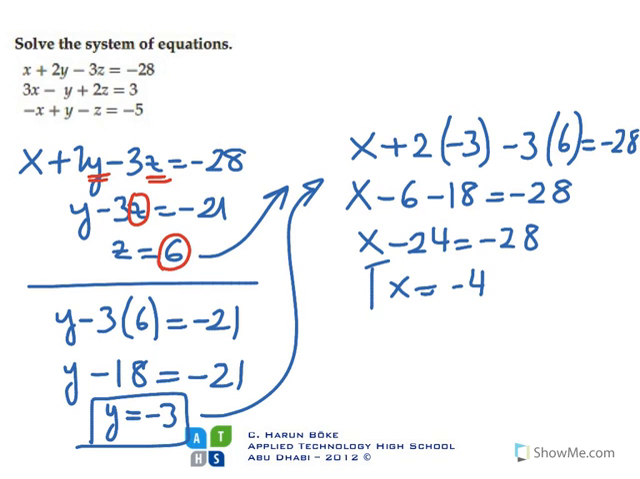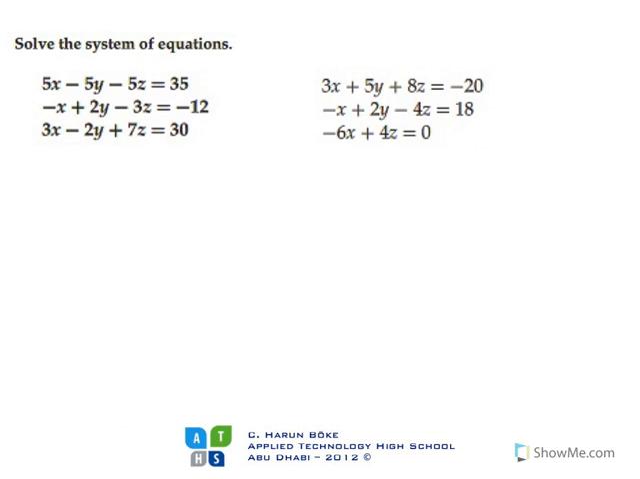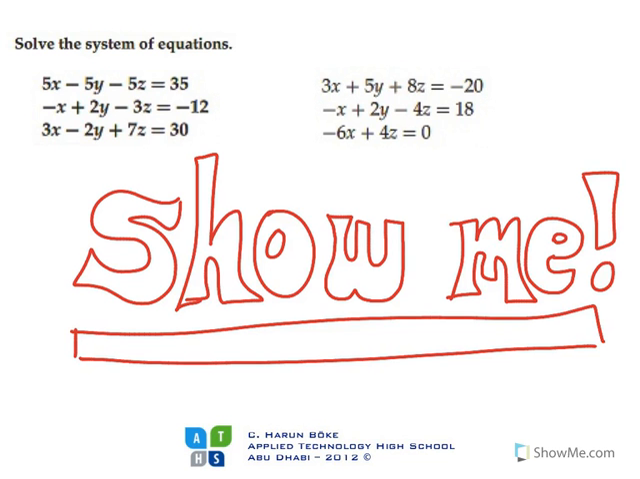That is what I'm going to get as the solution to the system of equations. You can also write this solution as an ordered triple: (-4, -3, 6). Now it's your turn. Please solve the system of equations given here and show me your work.